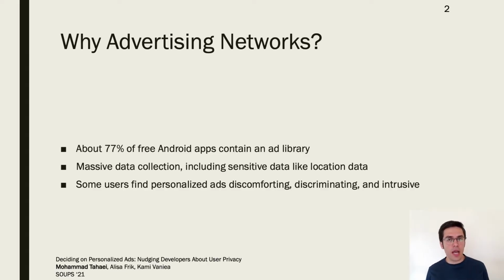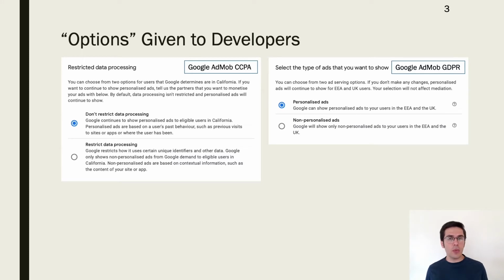Why ad networks? Ad networks are a common way of monetizing mobile applications. Only on Android, about 77% of free Android apps contain an ad library, which enables ad networks to collect massive data from users, including sensitive data. And qualitative research with users shows that some users find these ads, and personalized ads in particular, discriminating, creepy, or intrusive. On the developer side, developers are given options to choose between personalized or non-personalized ads for their users.